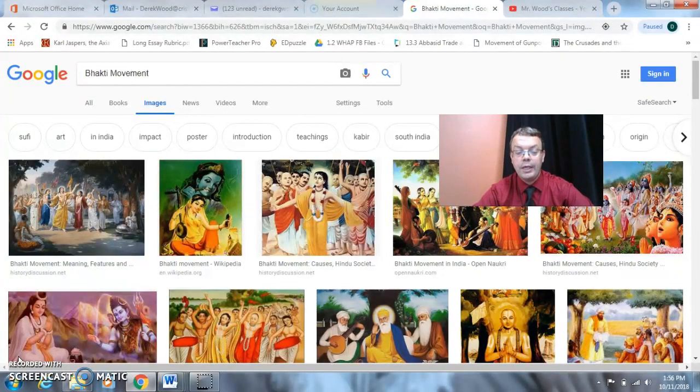And again, it stresses having a deep devotional experience with God. It spreads in India, along with Sufism, as people take a combination of these faiths of Islam and Hinduism as they mix together. So Sufism and the Bhakti movement are primary examples of cultural diffusion that happens in India.